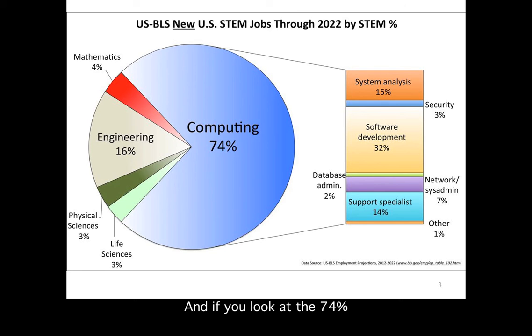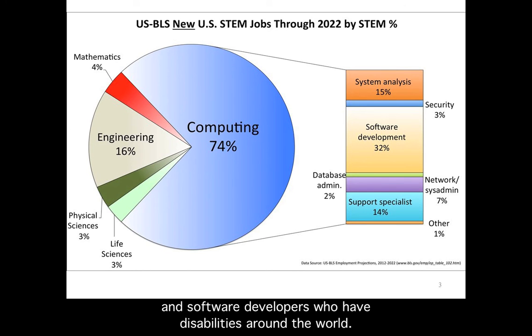If you look at the 74%, not quite half are software development. That's programming, writing programs. And for the most part, people with disabilities can write programs. They can use their screen readers if they're blind. You're in an office by yourself sometimes, or working on small teams. It doesn't require a lot of physical labor. And I know many programmers and software developers who have disabilities around the world. So the point here is that if you're going to go into a STEM field, computing is a field to go into.